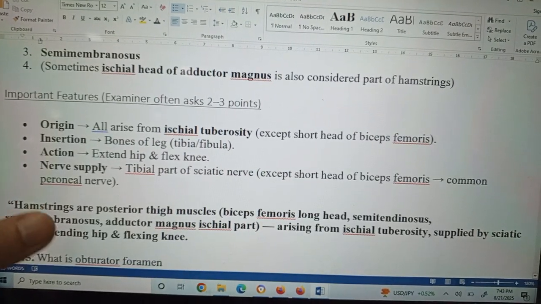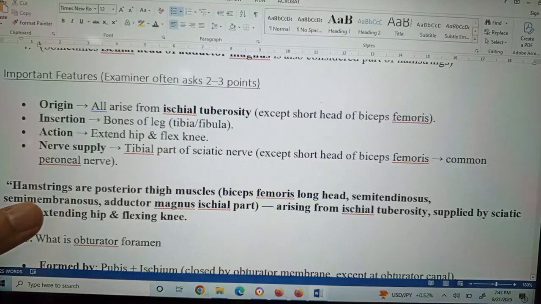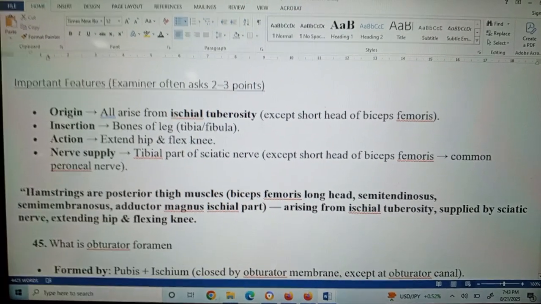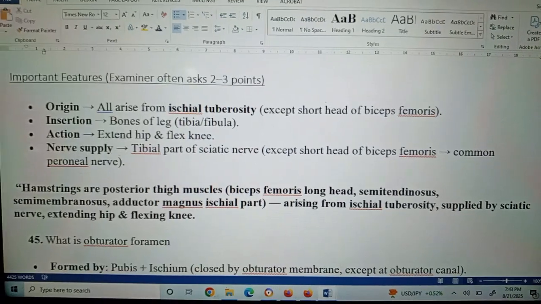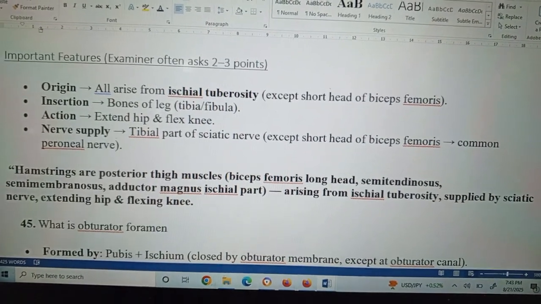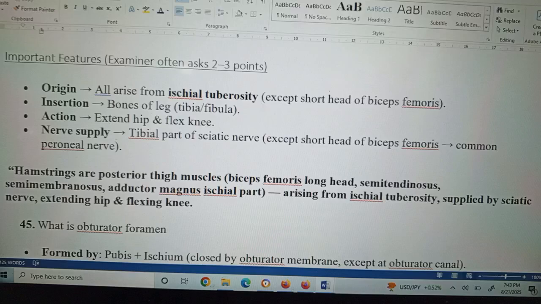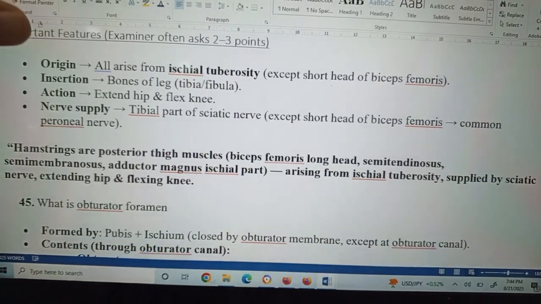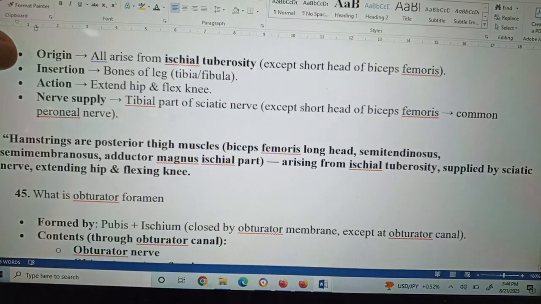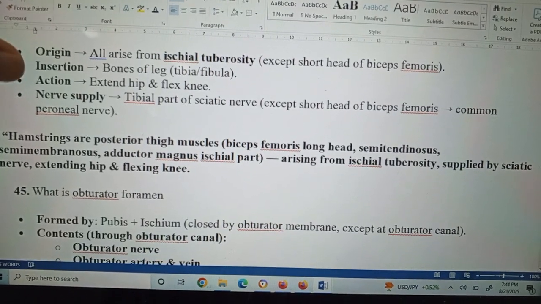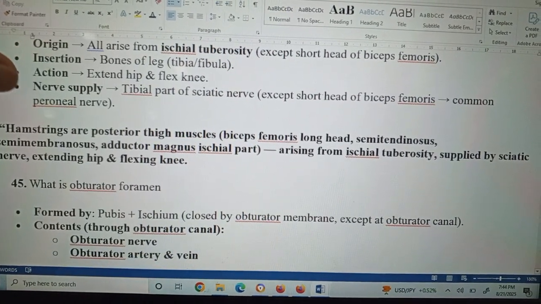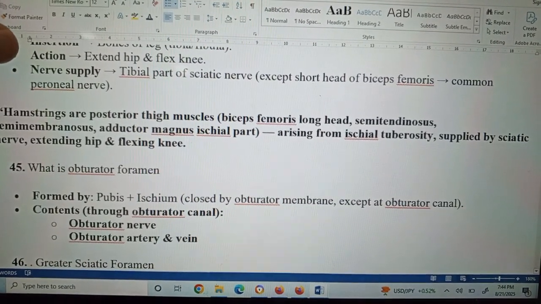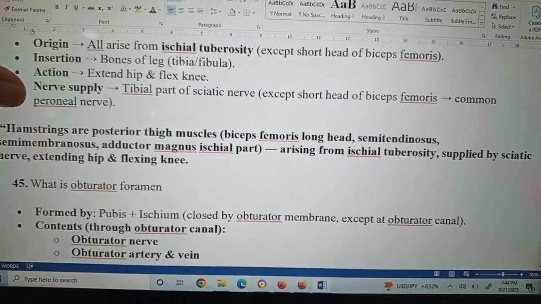Okay, a few examiners also ask about the origin. These muscles basically originate from the ischial tuberosity, except the short head of the biceps femoris. You can see it in the radiology video where the ischial tuberosity is present. They are inserted onto the bones of the leg, tibia and fibula. They extend the hip and flex the knee. They are supplied by the tibial part of the sciatic nerve, except the short head of the biceps femoris, which is supplied by the common peroneal nerve.